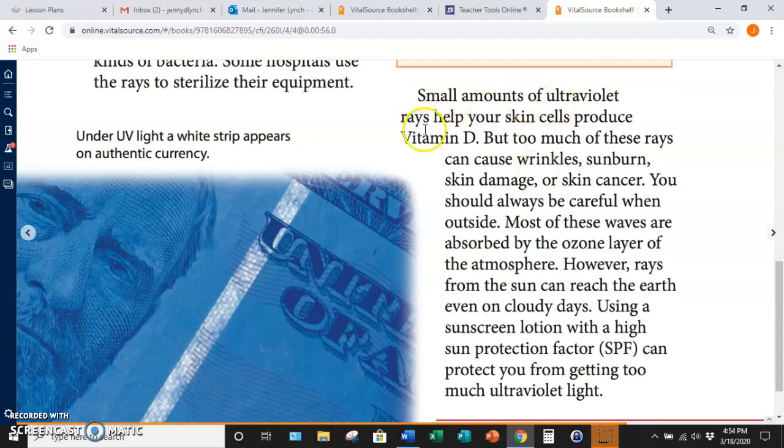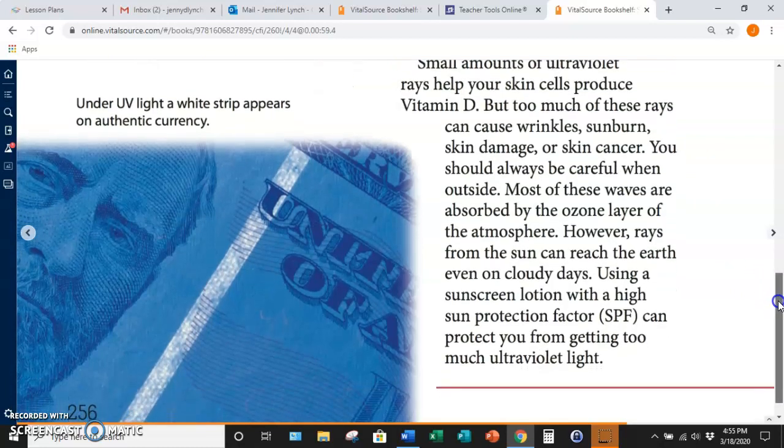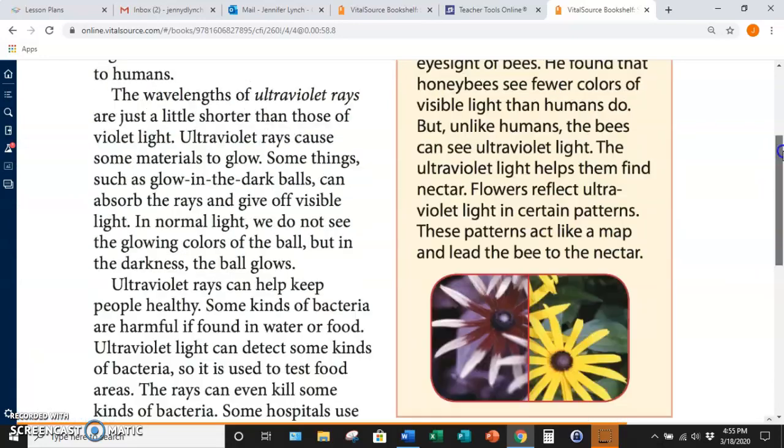Small amounts of ultraviolet rays help your skin cells produce vitamin D, but too much of these rays can cause wrinkles, sunburn, skin damage, or skin cancer. You should always be careful when outside. Most of these waves are absorbed by the ozone layer of the atmosphere. However, rays from the sun can reach the earth even on cloudy days. Using a sunscreen with a high sun protection factor, SPF, can protect you from getting too much ultraviolet light.